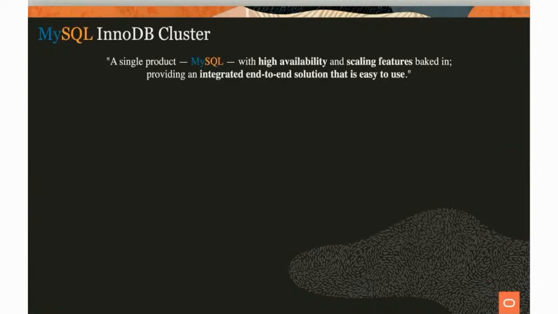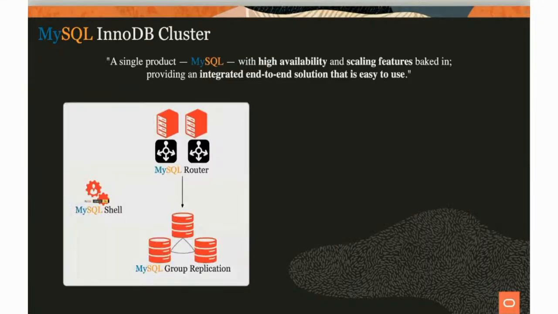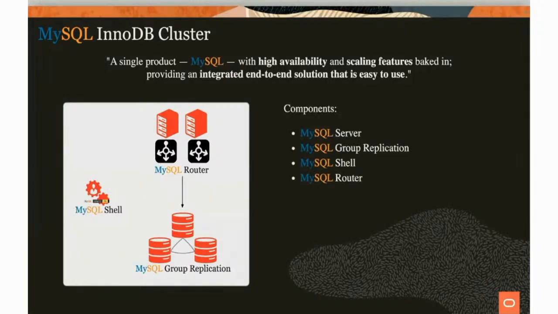MySQL InnoDB Cluster is a single product, built by MySQL, and it provides you with high availability, some scalability features, and an integrated end-to-end solution that is easy to use. And this ease of use is very important in this product. We have these 4 components, basically. We have MySQL Server. On the bottom, you have Group Replication. In this example, we have 3 database servers, and Group Replication is configured between all these servers. So it's a cluster of 3 members.